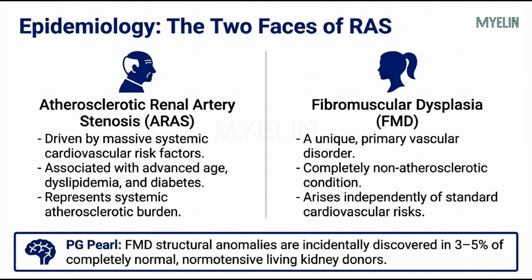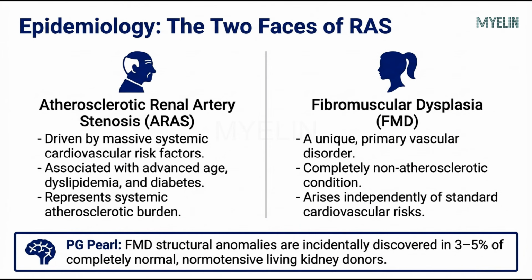On the other side is fibromuscular dysplasia. This is a unique primary vascular disorder that is completely non-atherosclerotic. It arises completely independently of standard cardiovascular risks. Interestingly, epidemiological studies show that fibromuscular dysplasia structural anomalies are incidentally discovered in 3 to 5% of completely normal, normotensive people undergoing rigorous screening to become living kidney donors.